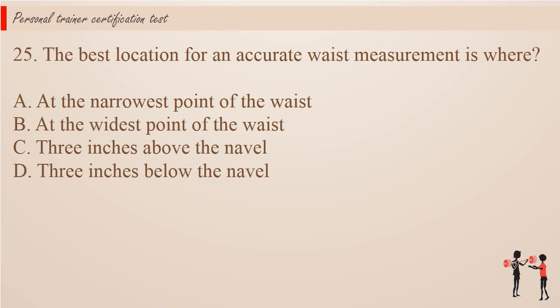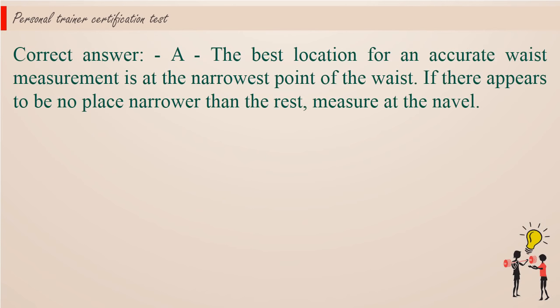Question 25. The best location for an accurate waist measurement is where? A. At the narrowest point of the waist. B. At the widest point of the waist. C. 3 inches above the navel. D. 3 inches below the navel. Correct answer, A. The best location for an accurate waist measurement is at the narrowest point of the waist. If there appears to be no place narrower than the rest, measure at the navel.